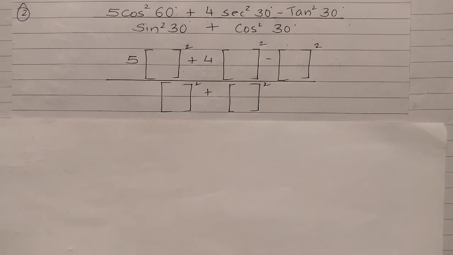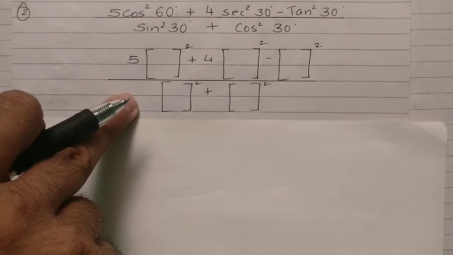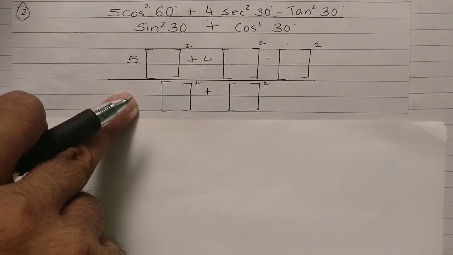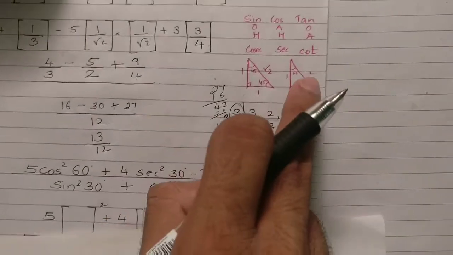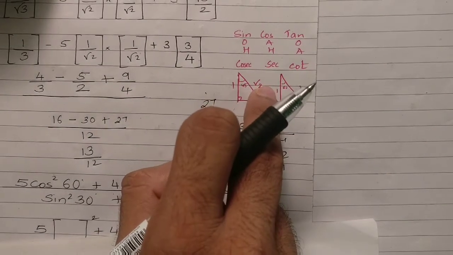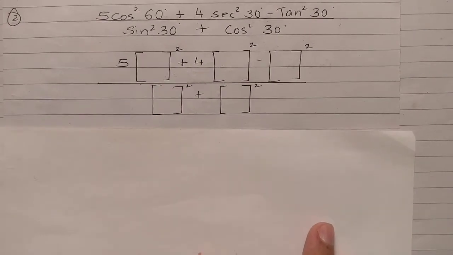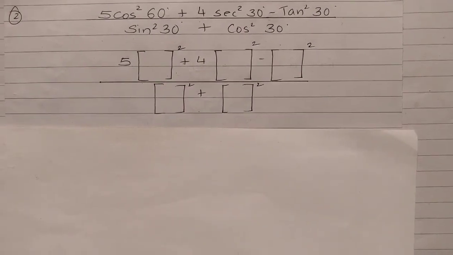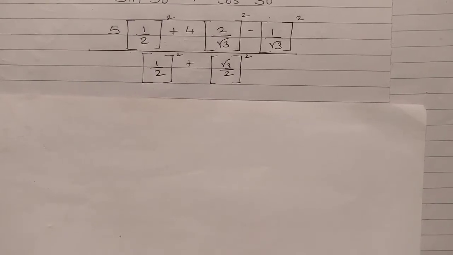Now all you have to do is pause this video and quickly write this in your book and try writing all these values looking at this table. Okay, so pause the video and try it out. Okay, I hope you have got these values.